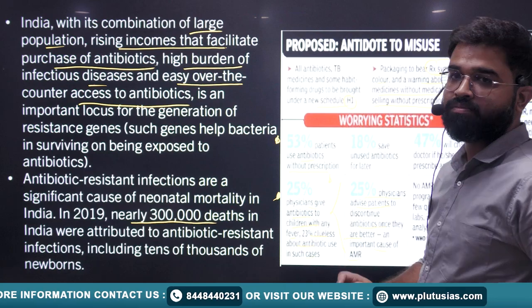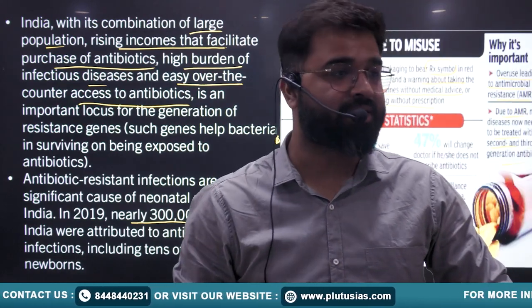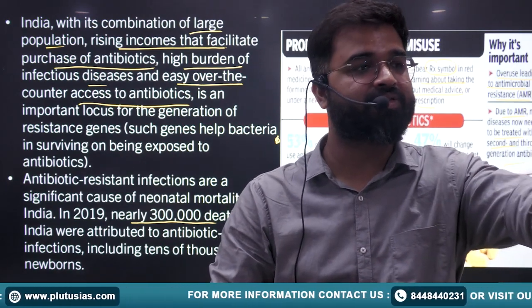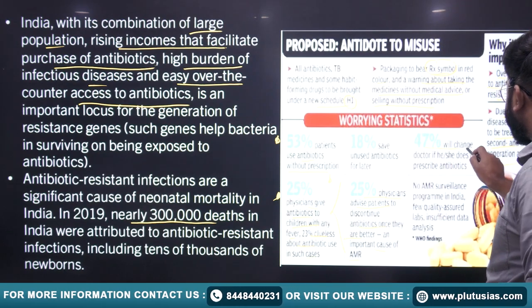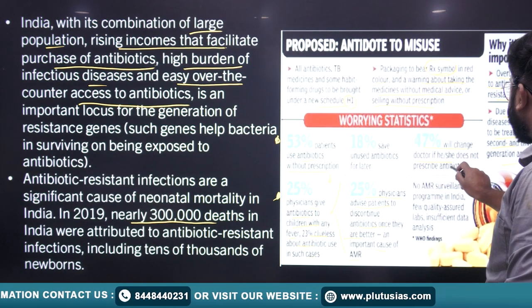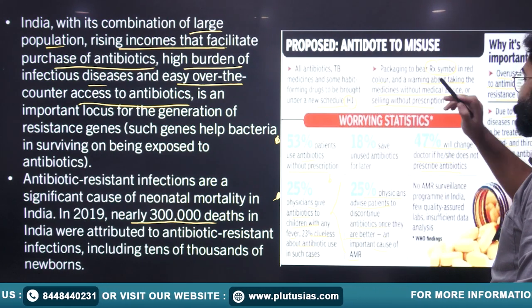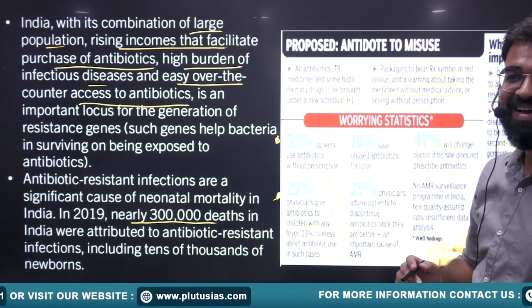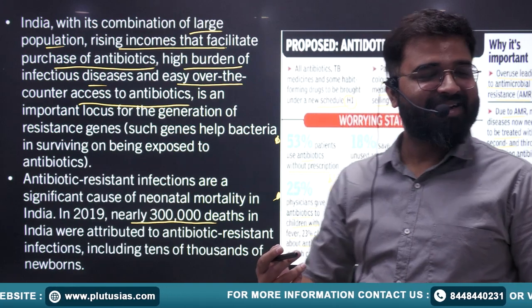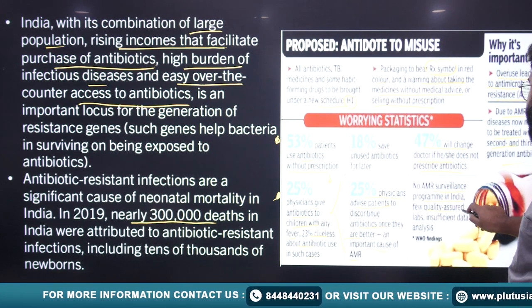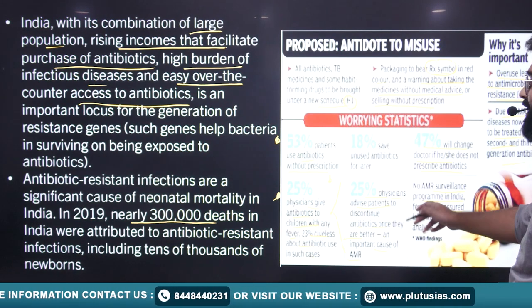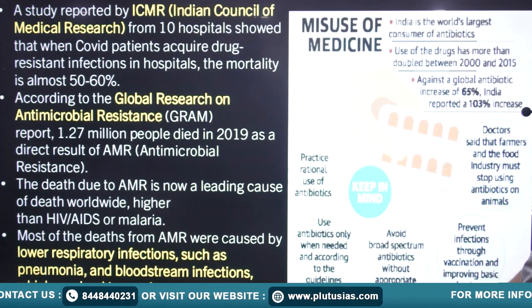Why? Because antibiotics are costly. So many times doctors also advise that you should stop after 3 to 4 days. This is a big issue. Then 47% will change doctor if he or she does not prescribe antibiotics. Another issue. So there is no AMR surveillance program in India, few quality assured labs, insufficient data analysis, etc. These are the big issues.